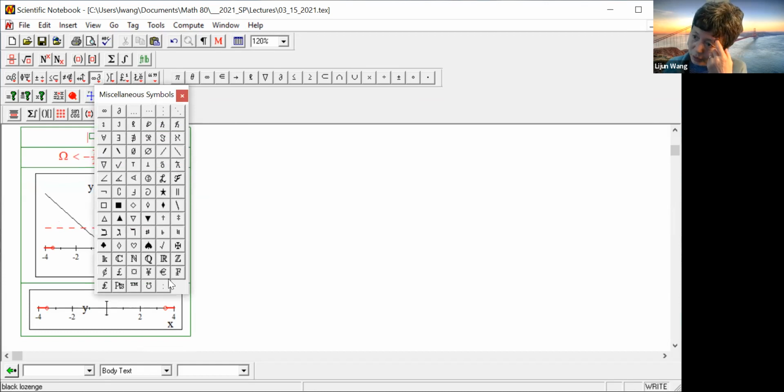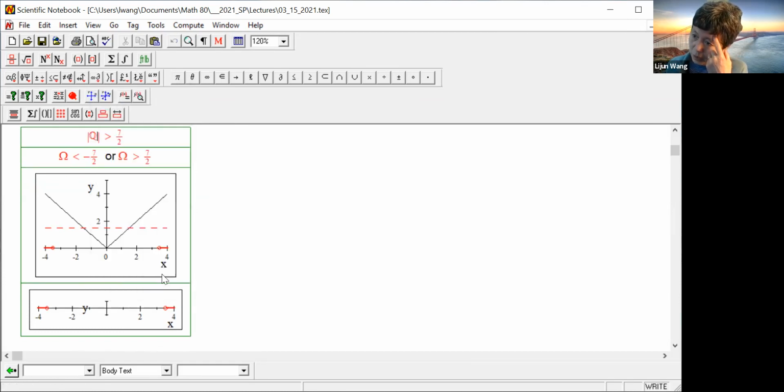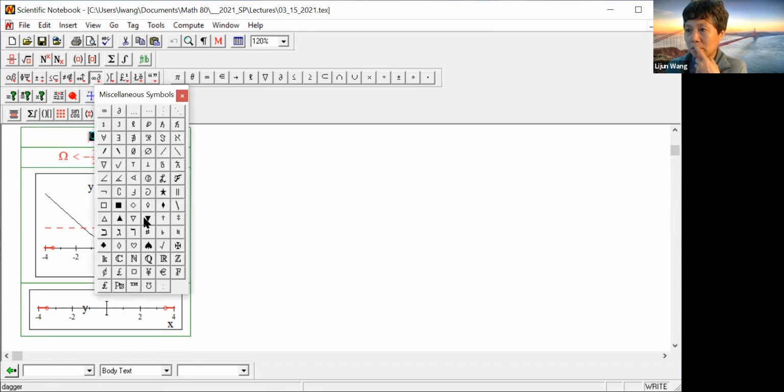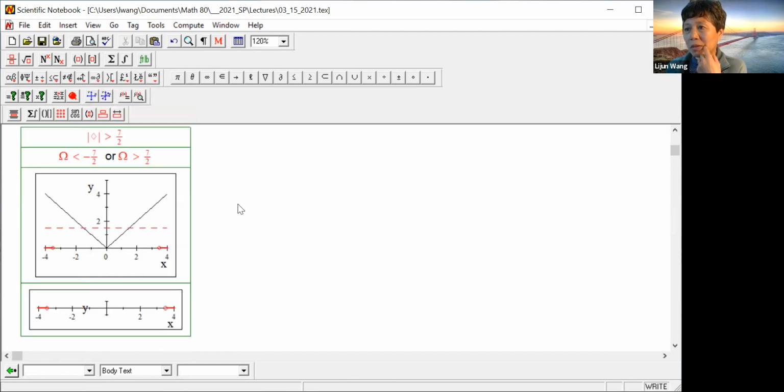What other symbol can I use? I can put a Q there. What other symbol sounds interesting to you? Diamond. It's a placeholder. It represents numbers. And this whole statement says the absolute value of a number is larger than 7/2.